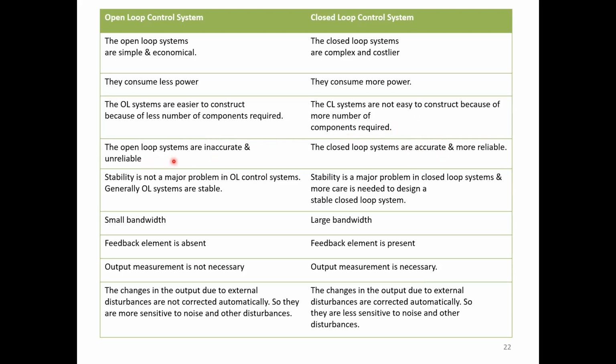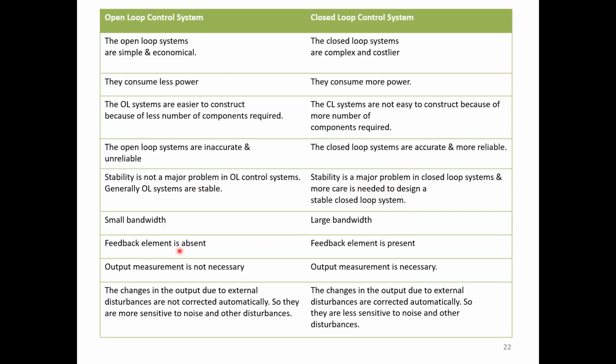The open loop systems are inaccurate and unreliable. The closed loop systems are accurate and more reliable. Stability is not the major problem in open loop control systems; they are stable. But stability is the major problem in closed loop systems, and more care is needed to design a stable closed loop system. Open loop has a small bandwidth, closed loop has a large bandwidth.